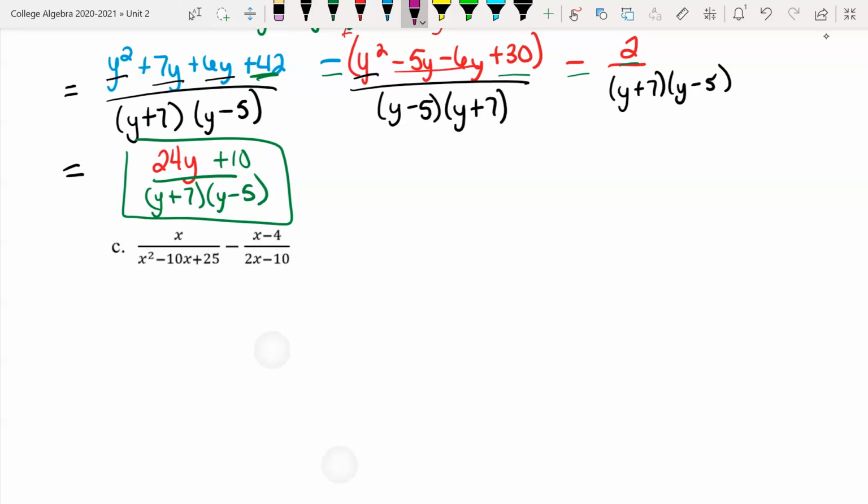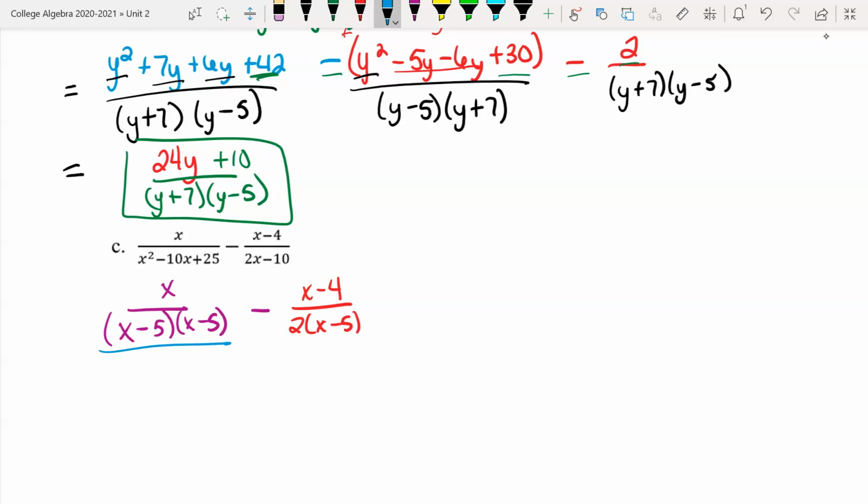Last one, you get x over x minus 5 times x minus 5 if you factor the bottom. The second fraction is x minus 4 over 2 times x minus 5. So notice this one is missing the 2, so I need to multiply this fraction by 2 over 2. And this fraction is missing another x minus 5, so I'm going to multiply by x minus 5 on top and bottom.